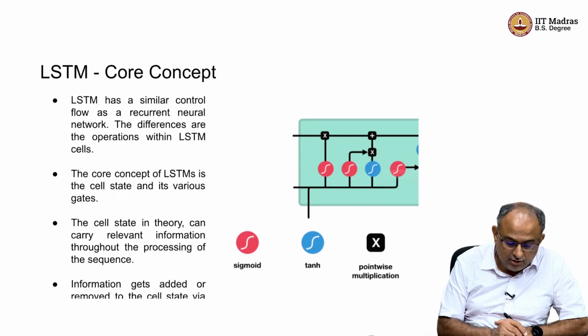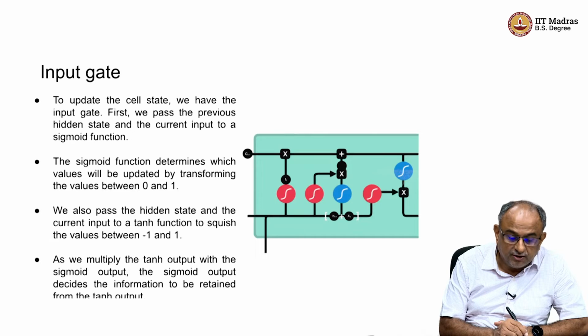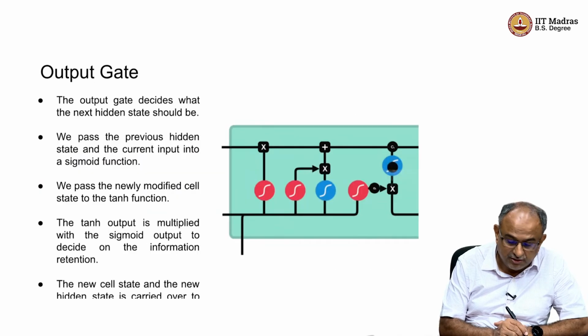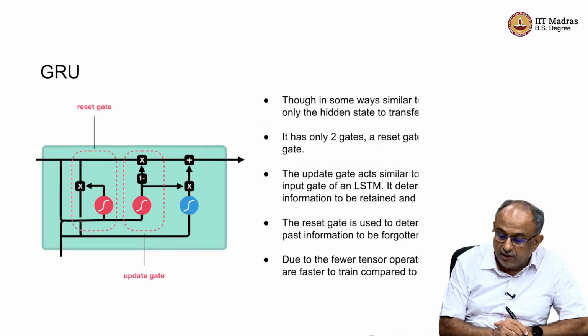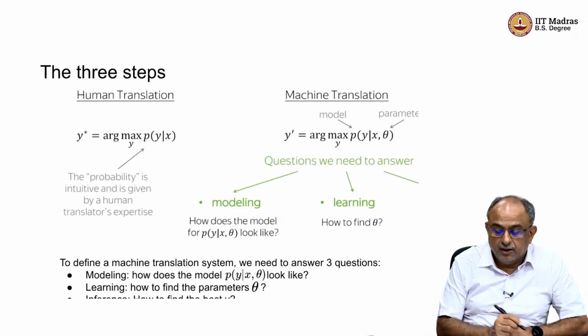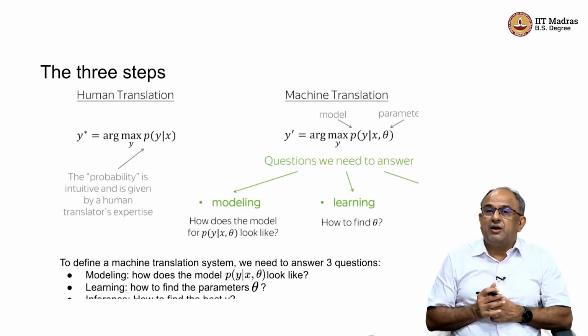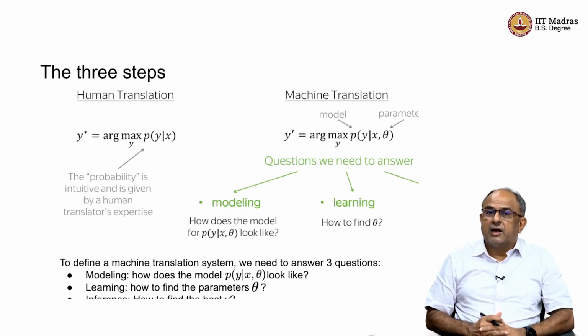There is also GRU that I am not going to talk about in detail here. So, this input gate, cell state, all these are very, very important ideas, which I am not going to talk about. And here what we are talking about is where sequence to sequence kind of ideas are used.